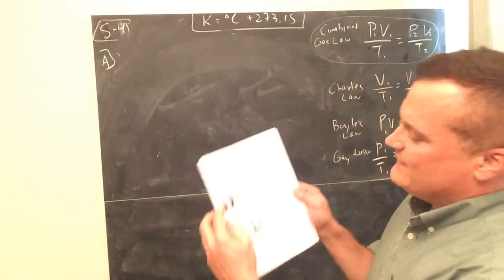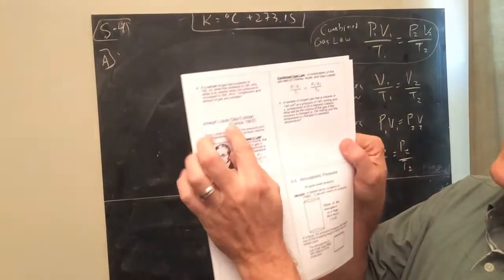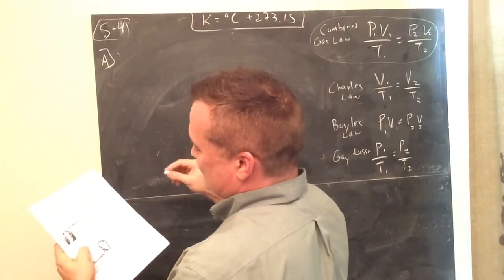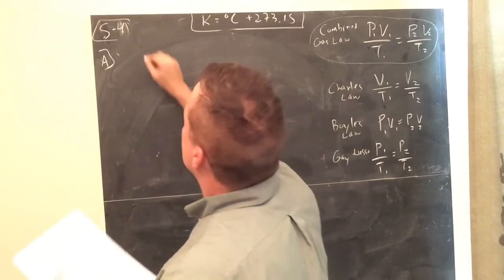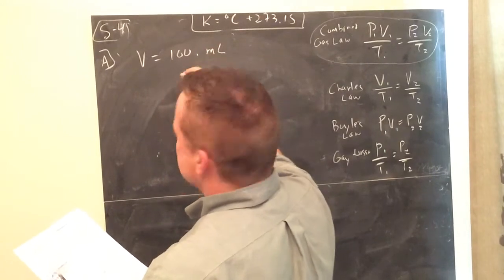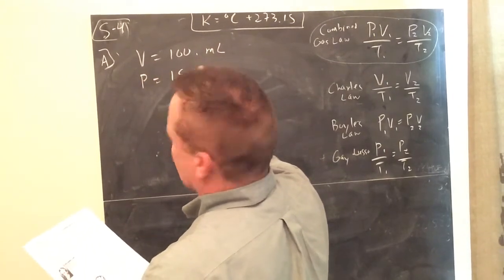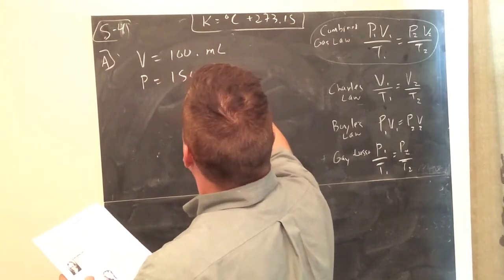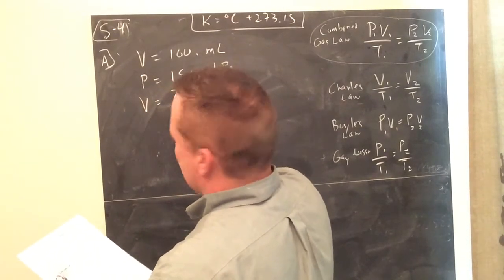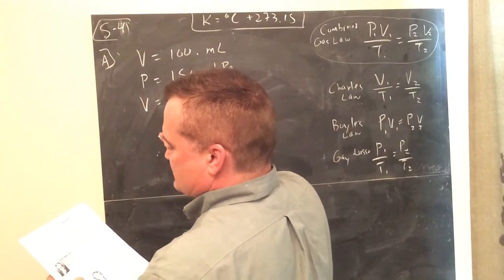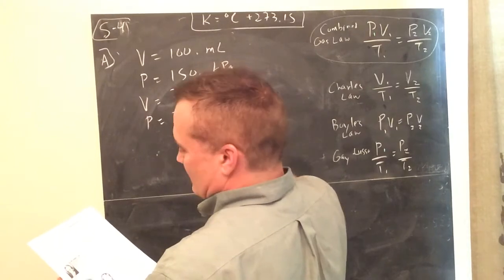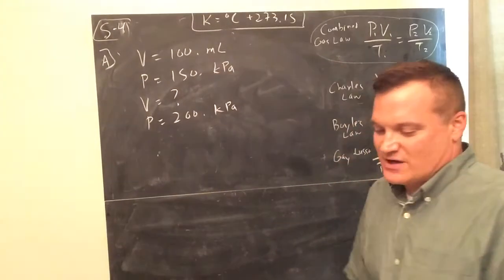So I'll go back to the A that comes right before Joseph Louis Gay-Lussac right there. And it says also A, I should have changed it. If a sample of gas has a volume of 100 milliliters when the pressure is 150 kilopascal, what is the volume when the pressure is changed to 200 kilopascals, temperature and amount of gas are constant?